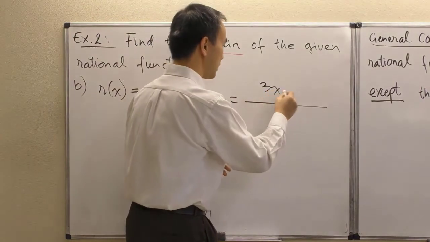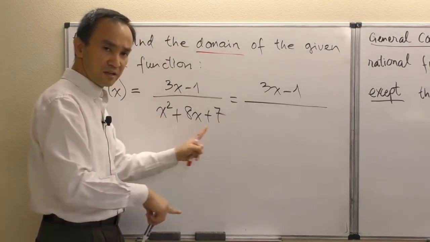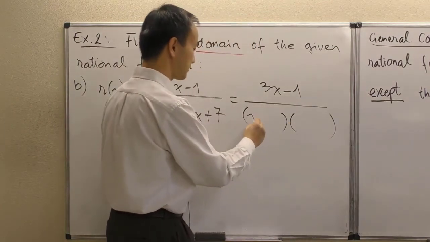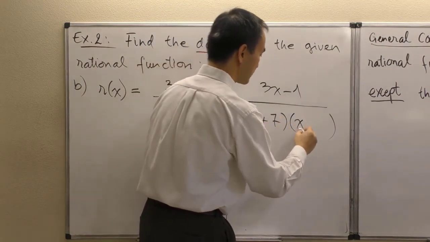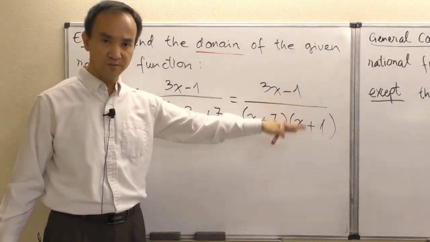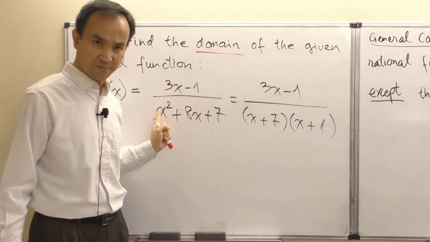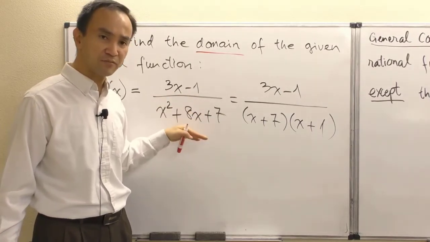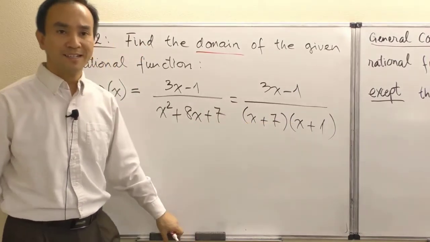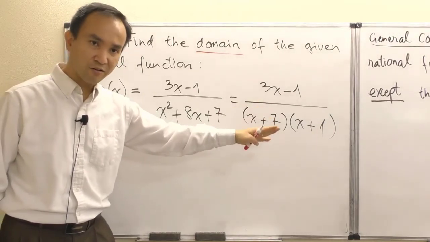So 3x minus 1 in the numerator stays the same, but the denominator, which originally appeared in general form, I'm now going to put in factored form as x plus 7 times x plus 1. And again, I assume that anyone viewing this lesson is at least decently familiar with how to factor a quadratic like this into x plus 7 times x plus 1. All right, so this step is highly recommended before we start tackling this by letting the denominator equal 0.